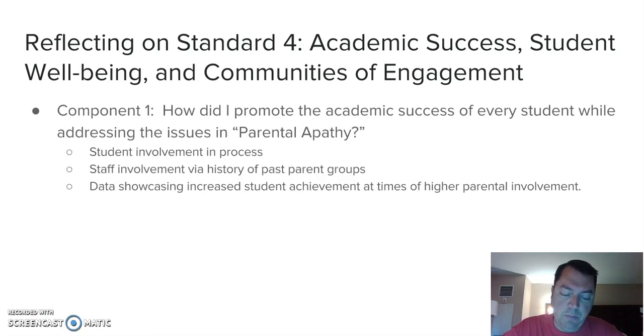Similarly, I outline a plan to involve staff in looking into the parent groups that have existed in this school in the past. Through this investigation, we can look to see what data trends may exist in student achievement while these parent groups were functioning. Citing this possible positive student achievement correlation to increased involvement in parental groups can be a great talking point for students, teachers, and administrators alike when speaking with parents.